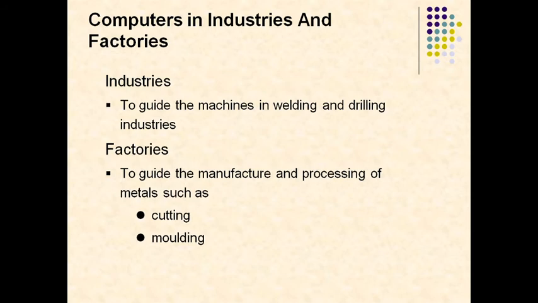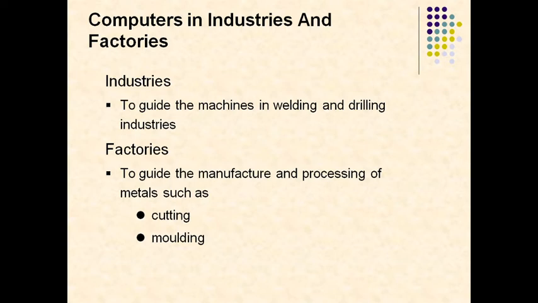Computers in industries and factories. Okay, what are computers used for in industries? To guide the machines in welding and drilling. Next, what are computers used for in factories? To guide the manufacture and processing of metals such as cutting and molding. Okay, computers in industries are used to guide the machines in welding and drilling. Next, in factories computers are used to guide the manufacturing and processing of metals such as cutting and molding.